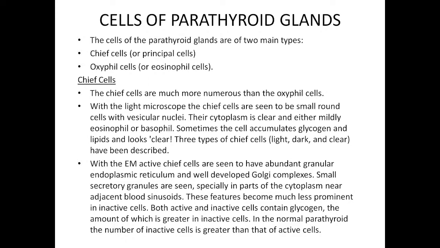Sometimes the cells accumulate glycogen and lipids and look clear. 3 types of chief cells, light, dark, and clear, have been described. With the EM, active chief cells are seen to have abundant granular endoplasmic reticulum and well-developed Golgi complexes. Small secretory granules are seen especially in part of the cytoplasm near adjacent blood sinusoids. These features become much less prominent in inactive cells. Both active and inactive cells contain glycogen, the amount of which is greater in inactive cells. In the normal human parathyroid, the number of inactive cells is greater than that of active cells.